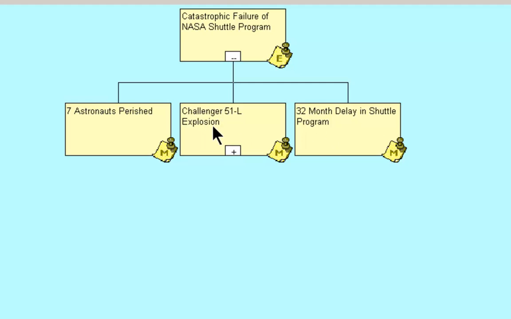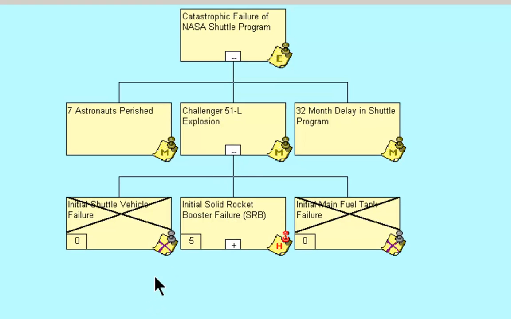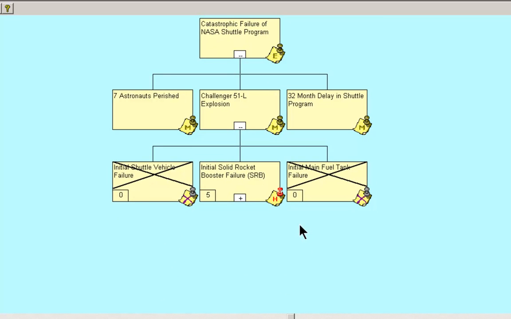However, let's look at what caused the vehicle to break up. So how could we have had that explosion? Well, it could have been related to the 3 major components of the shuttle itself. The vehicle, the crew cabin, the solid rocket boosters, or the main fuel tanks.